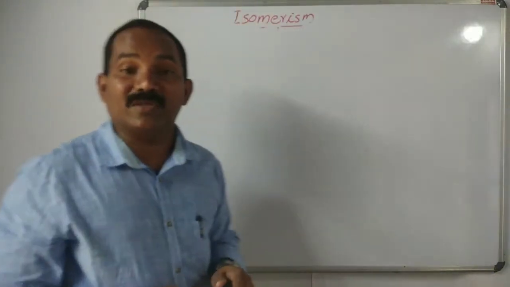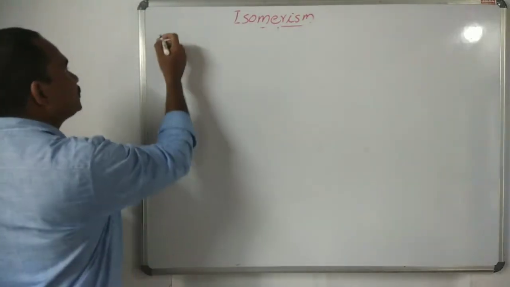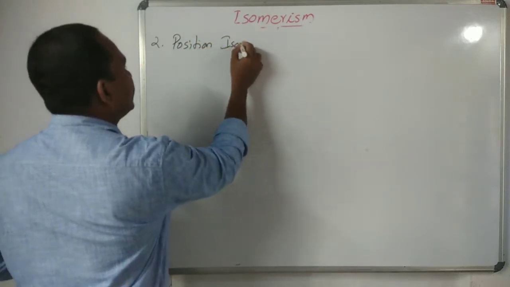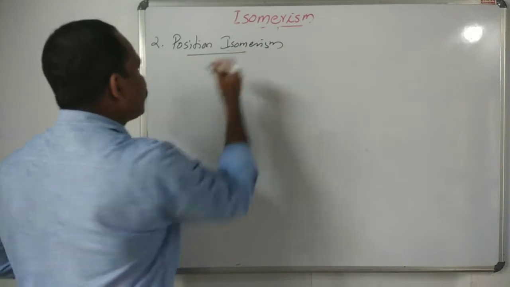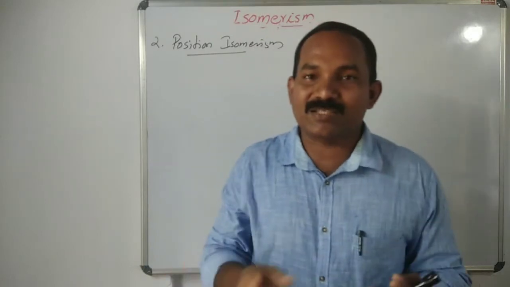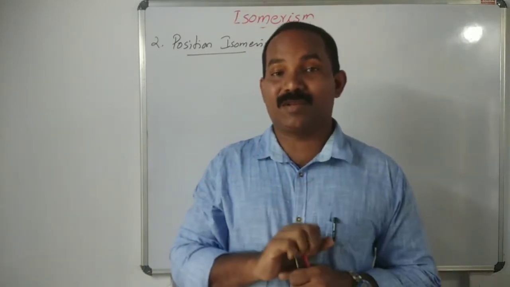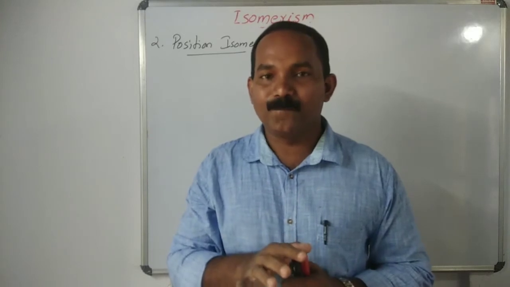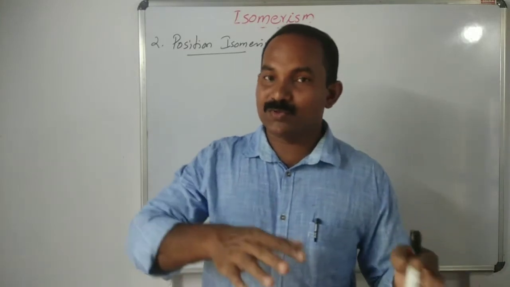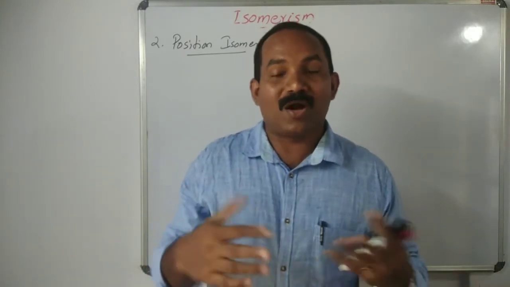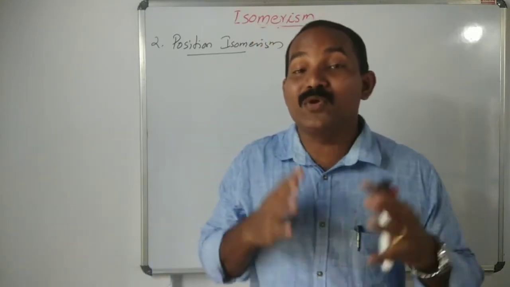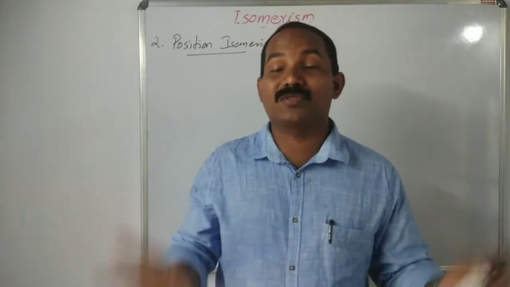Yes, the next isomerism is position isomerism. Second one is position isomerism. What is position isomerism? From the name itself, we can understand one thing. The position is different. In chain isomerism, same molecular formula, but different chain. So, what is position isomerism? Compounds have same molecular formula, but different position of functional group or substituents or double bonds or triple bonds.